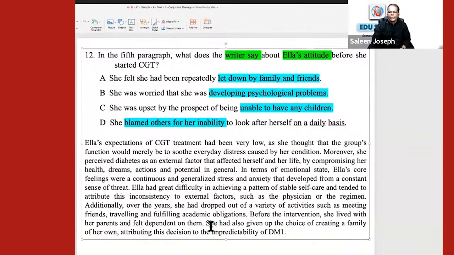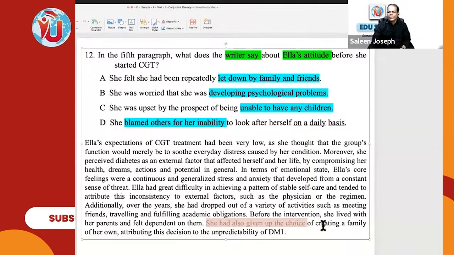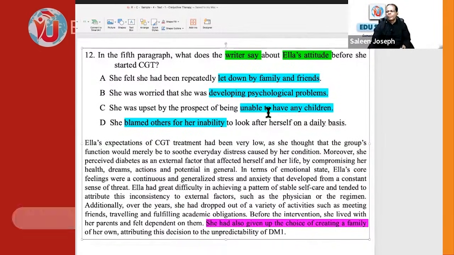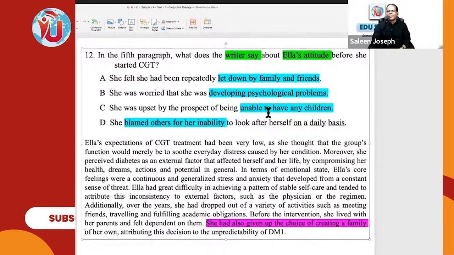She had also given up the choice of creating a family. Means she never thought of, she had given up the thought of marrying at all and having a family. So can she be worried about having no children, unable to have any children without marrying? Will you be able to worry yourself having no children? No, father. No. Okay, so that is absurd.